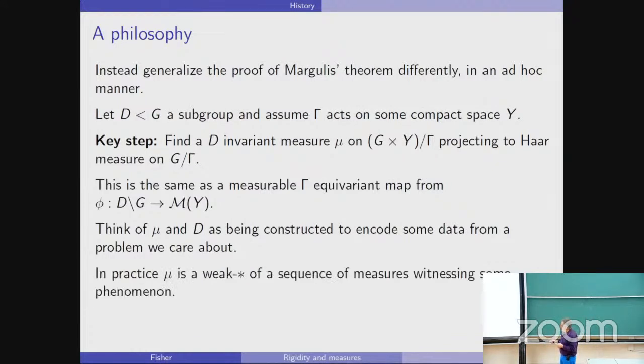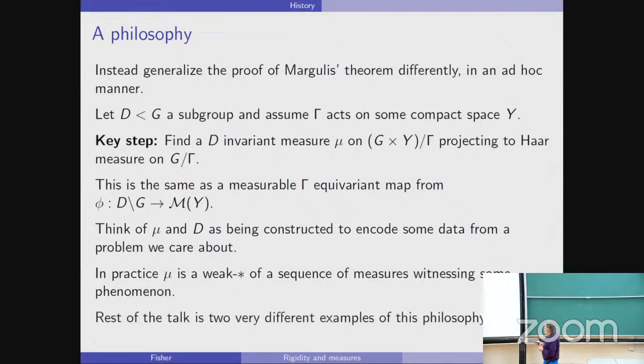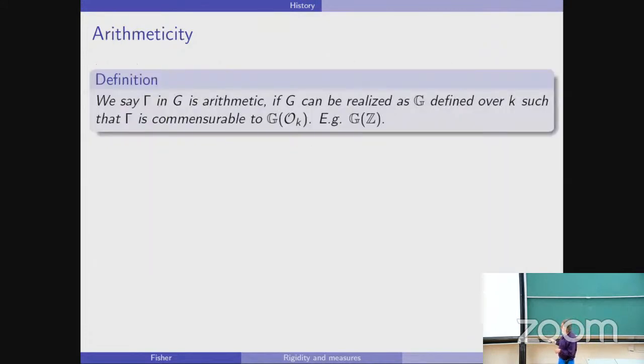And in practice, the measure mu that I'm going to build is always going to be a weak star limit of a sequence of measures, and the sequence of measures are going to be witnessing some phenomenon. And again, that's very familiar in applications of homogeneous dynamics to number theory. So this is borrowing an idea that's been used robustly in one area and moving it to another one. And the rest of the talk is, as I said before, just two very different examples of the philosophy in practice. And let's start by trying to set up the first one.